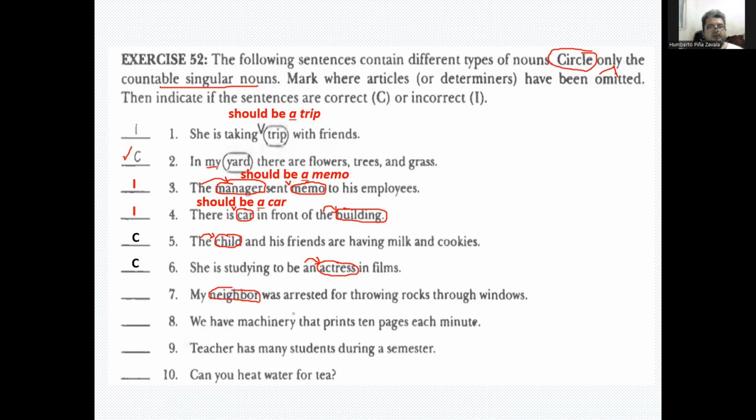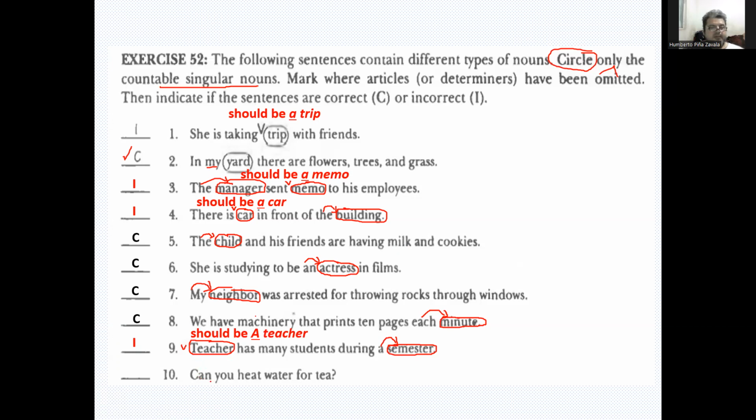Neighbor. Okay. So we got the possessive adjective my neighbor. So this is okay. We have machinery that prints 10 pages each minute, right? We have machinery, minute. That is a singular countable noun. We have a determiner, each. So this is correct too. Teacher. Many students are in semester, singular too. So we got a semester singular. But here we're missing something. Right? It should be a teacher has many students in a semester.